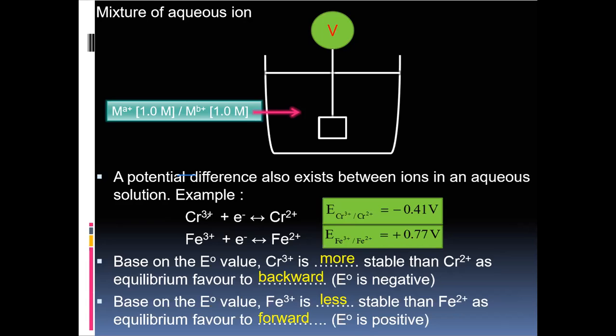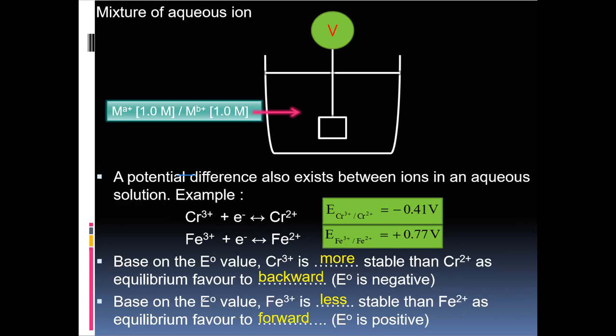Now, a potential difference also exists between ions in an aqueous solution. So if I have chromium, for instance, Cr3+ plus e- will give me Cr2+. Fe3+ plus e- will give me Fe2+. You can see both of them give different electrode potentials. Based on the electrode potential value, Cr3+ is more stable than Cr2+, as equilibrium favors the backward reaction, because the electrode potential is negative. Whenever it's negative, it's favoring a backward reaction.